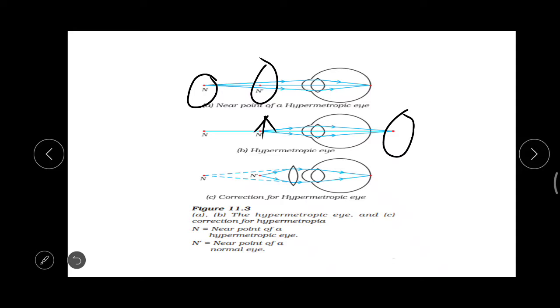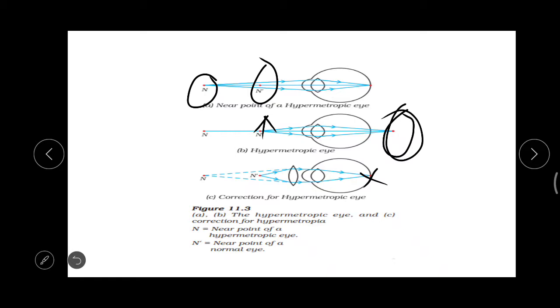And the correction, how to diagnose this hypermetropia. For correcting this one, we have to add a convex lens of an appropriate power, and then you can see that the image which was formed over here will form on the retina. Okay, so that is regarding hypermetropia.